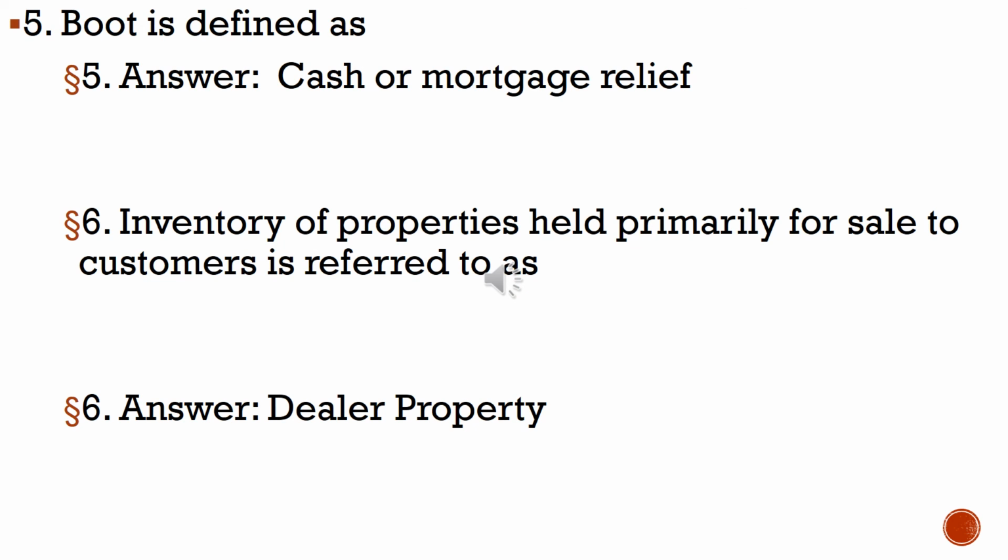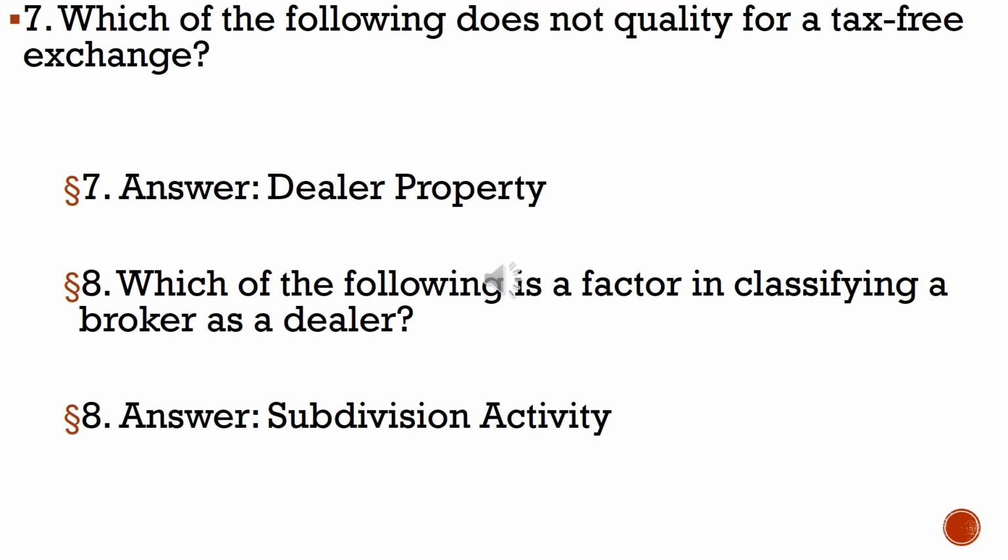Question number 5. Boot is defined as, answer: cash or mortgage relief. Question number 6. Inventory of properties held primarily for sale to customers is referred to as, answer: dealer property. Question number 7. Which of the following does not qualify for a tax-free exchange? Answer: dealer property. Question number 8. Which of the following is a factor in classifying a broker as a dealer? Answer: subdivision activity.